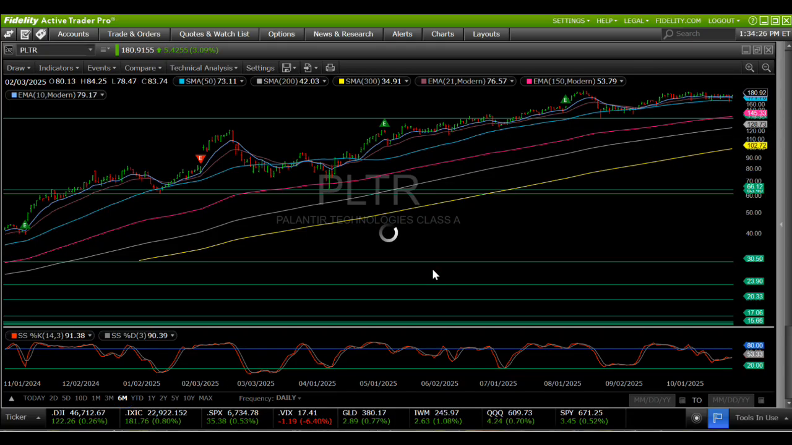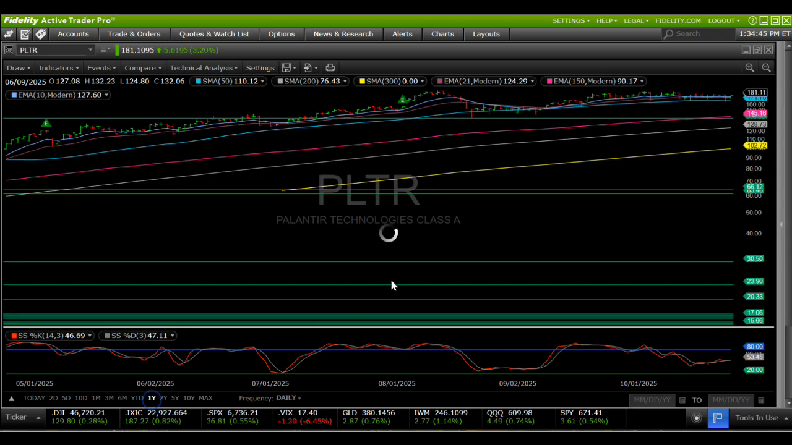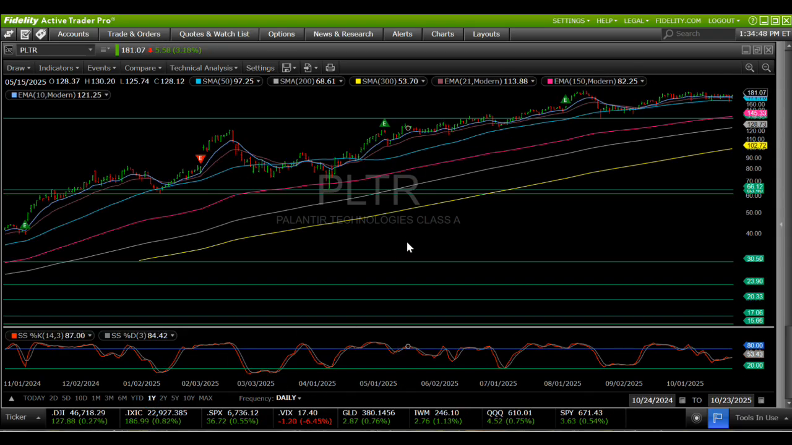Let me bring that up to 6-month here. So you can see the blue line here, that's the 50-day moving average, and it's basically hugging that right now, that blue line right there. So, it's up today, nice, 5 points, 3.2%. But, you know, this one keeps chugging along. It looks very, very strong.